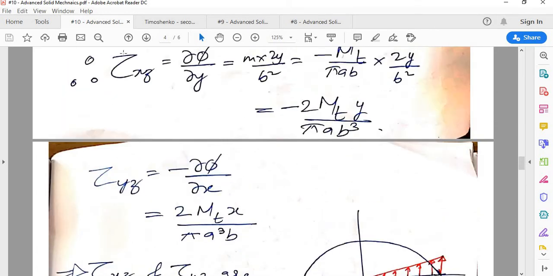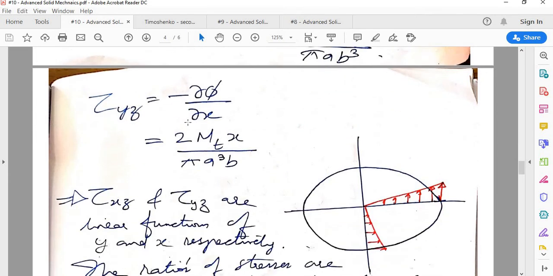And if you take the ratio of tau xz and tau yz, it will be a function which is the ratio of y and x. So for those ratios of y by x which are constant, the ratio of tau xz by tau yz also will be constant. Okay.